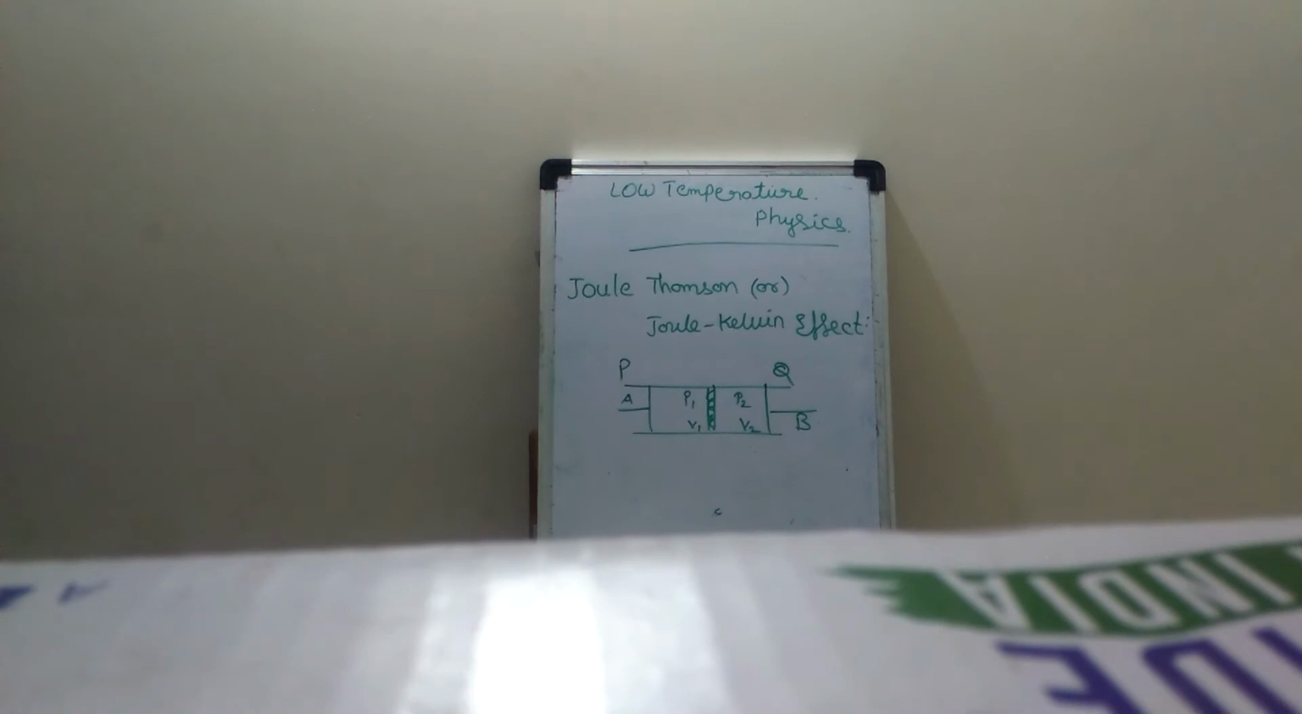Today we are discussing low temperature physics. A first order phase change is one which is accompanied by the emission or absorption of heat without any change in temperature. For example, consider the first order phase transition in a given mass of water.